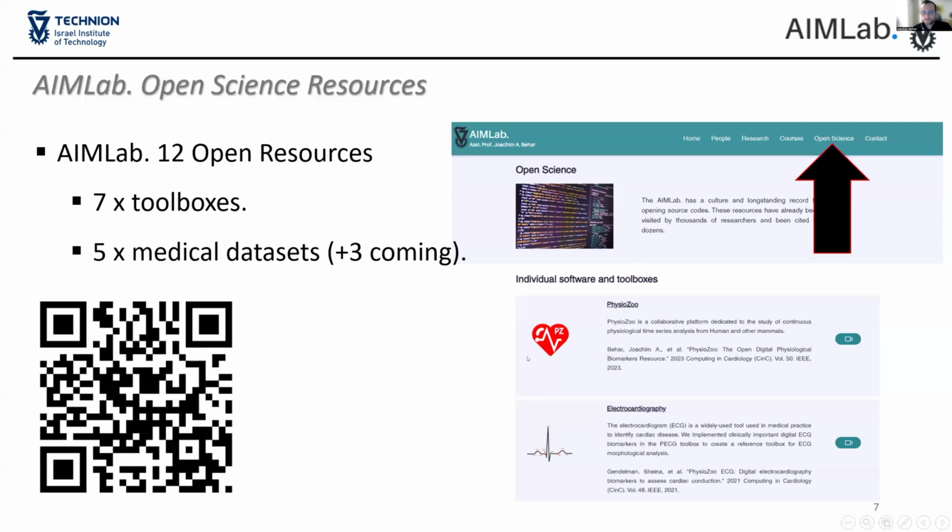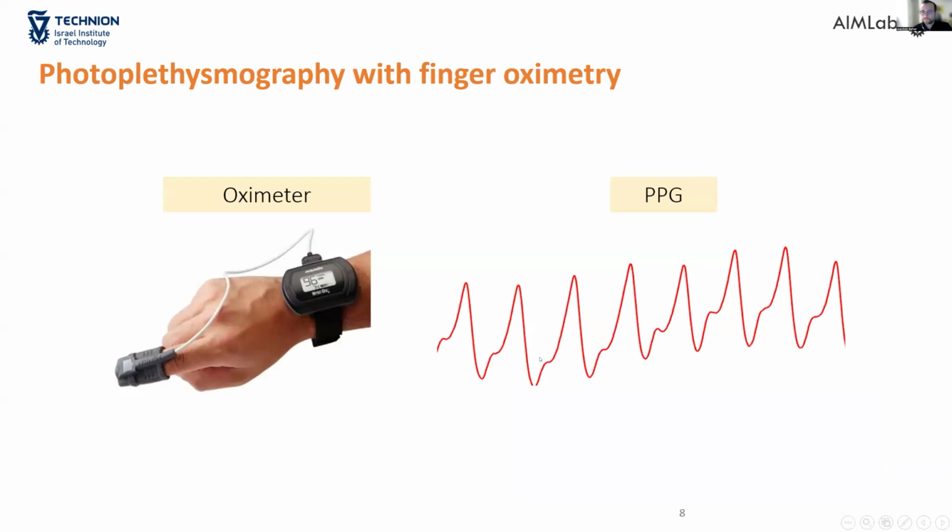This is part of our lab, the Artificial Intelligence in Medicine Lab at the Technion, contributing back some of our work to academia and the researchers. We have 12 open resources, including 7 toolboxes and 5 medical datasets, plus 3 more that we are opening soon.